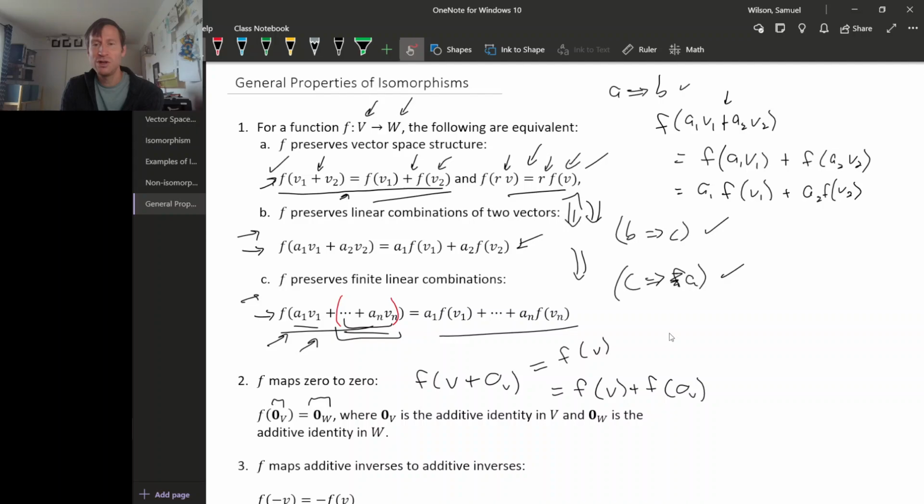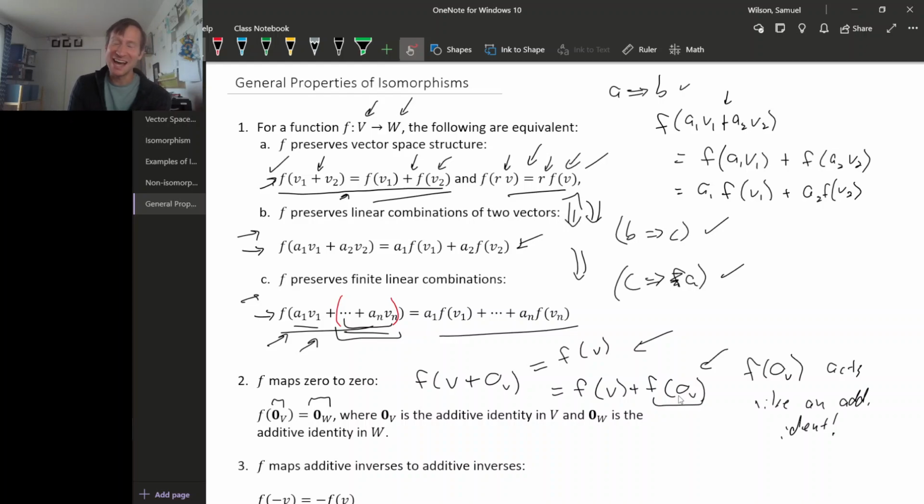Okay, and now look, what we have here is f of 0 V acts like an additive identity, right? So since it's acting like an additive identity, it is an additive identity. We know that additive identities are unique, so this has to be equal to the additive identity in W because it's behaving like an additive identity. So f always maps the 0 vector in one vector space to the 0 vector in another vector space.